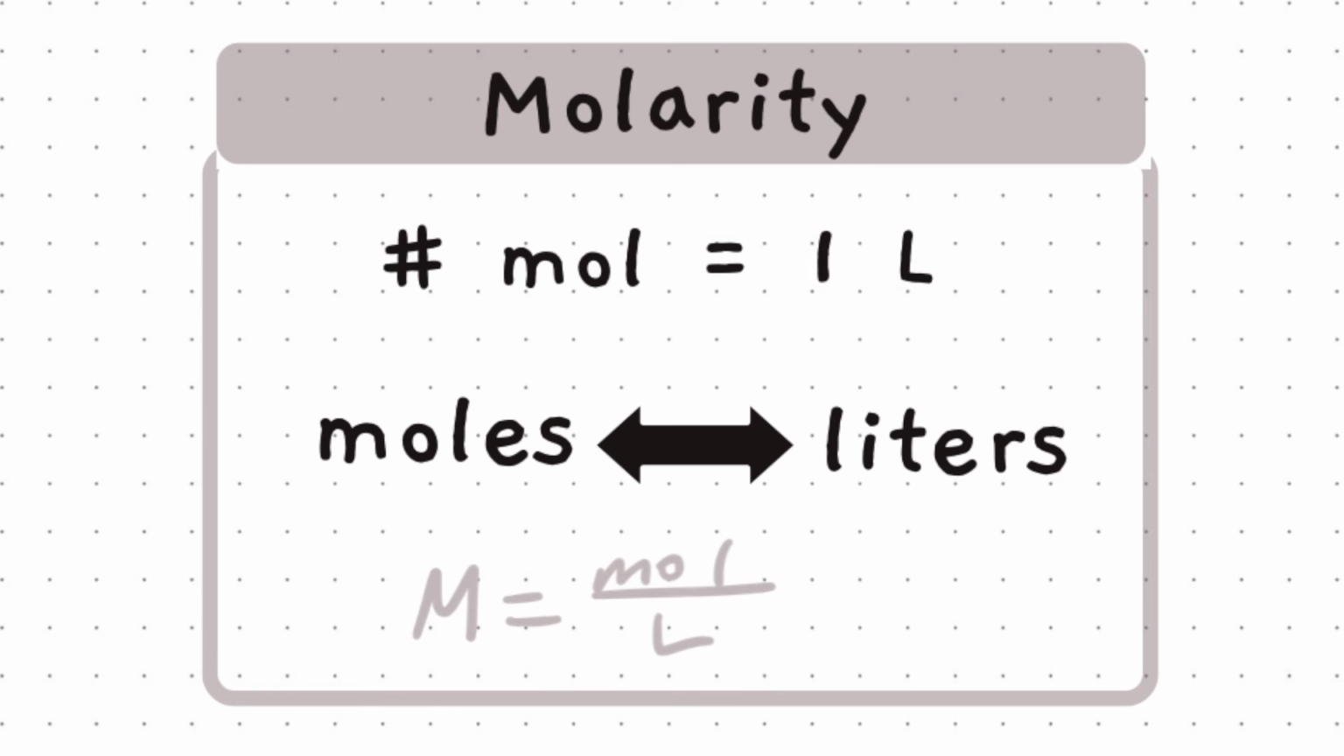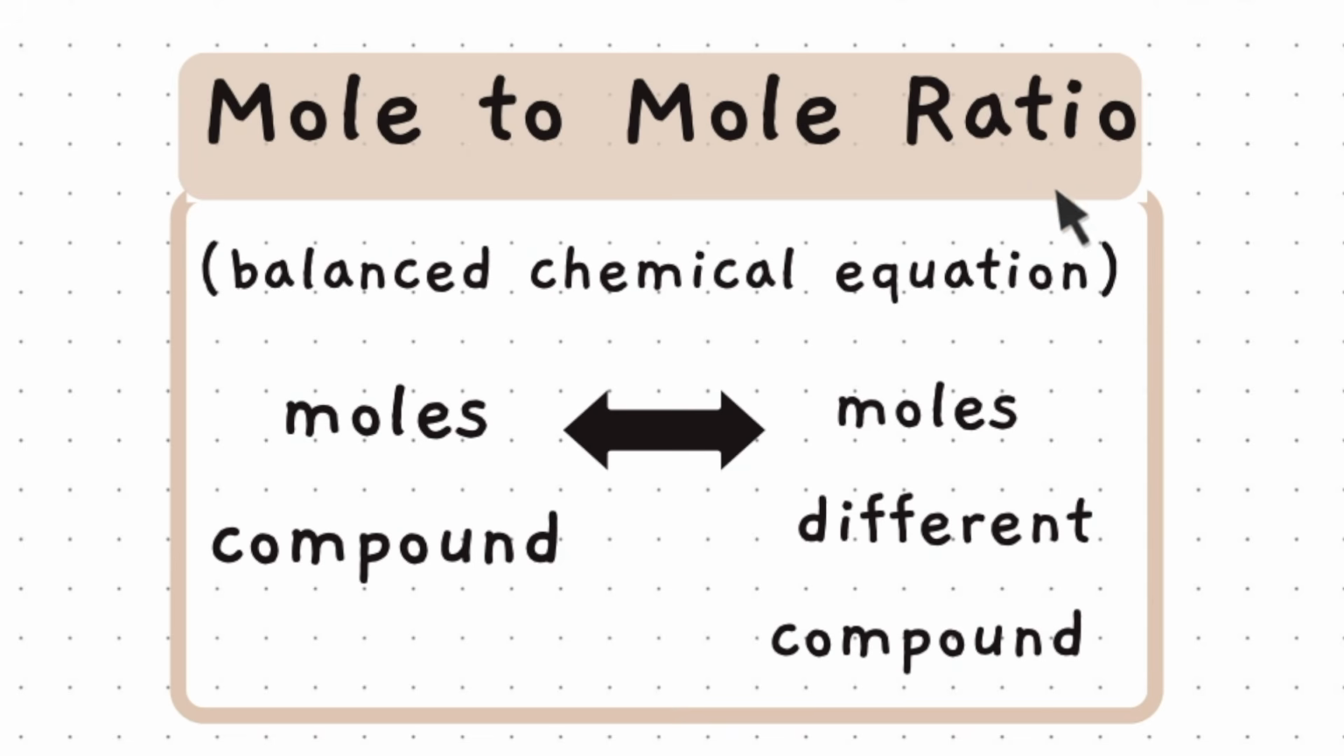Note, whatever number is given as the molarity goes with the moles, and it equals 1 liter. The third conversion factor is a mole-to-mole ratio. This is found using the balanced chemical equation. This allows us to go from moles of one compound to moles of a completely different compound.